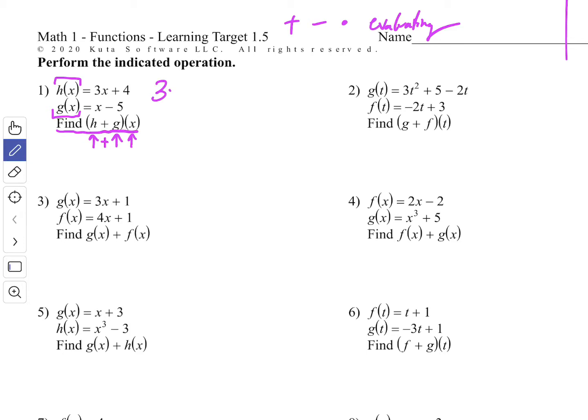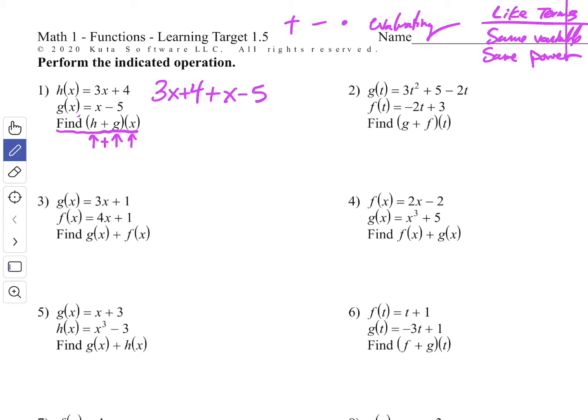So I'm going to take h of x, but I don't need this part of it. That just tells me which functions we're dealing with. I'm also going to take x minus 5, and add those two functions together. Now it comes down to combining like terms. Remember, like terms have the same variable, raised to the same power. In the case of regular numbers, they have no variable, so that's what they share.